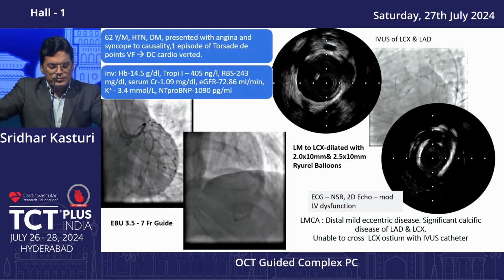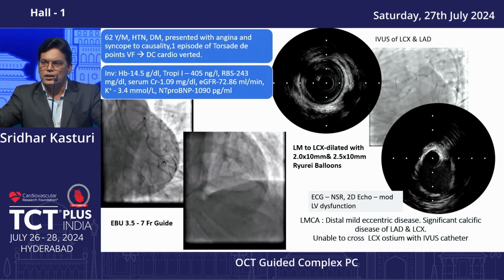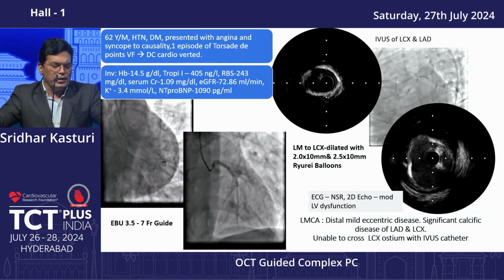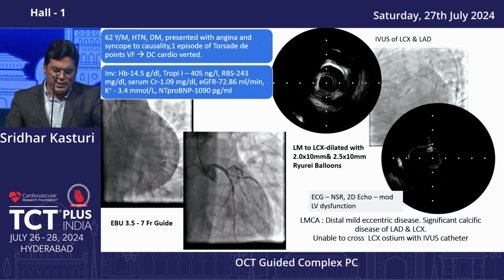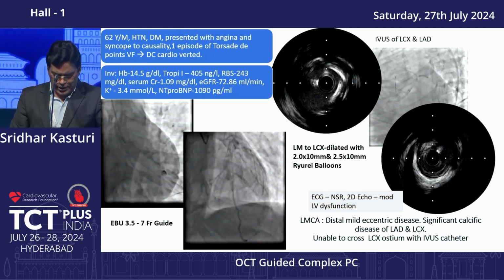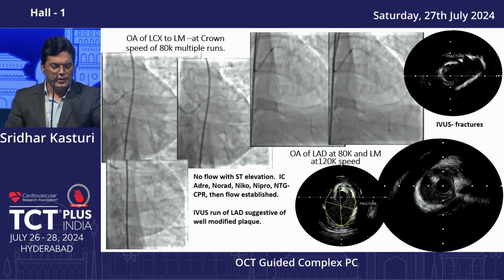You see the angiogram, there is a significantly calcified LCX and LAD, even distal LM also involved. But the MLA is reasonable, about 6.8 square mm. So these are the IVUS studies of the LCX and LAD. You can see very clearly the distal LM area is about 6.8 square mm, and the remaining portion of the LM is uninvolved. Ostial LCX is 3 square mm, proximal LCX 4.1.